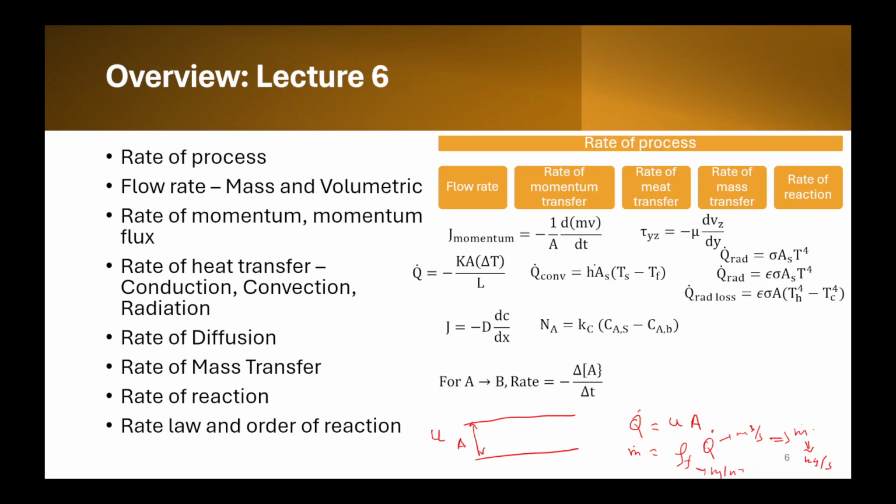So rate of change of momentum is basically the net force. And also Newton's law of viscosity was discussed. So this is the shear stress. Suppose there are two surfaces, and between them a fluid is flowing, and this surface is made to move with a velocity v.